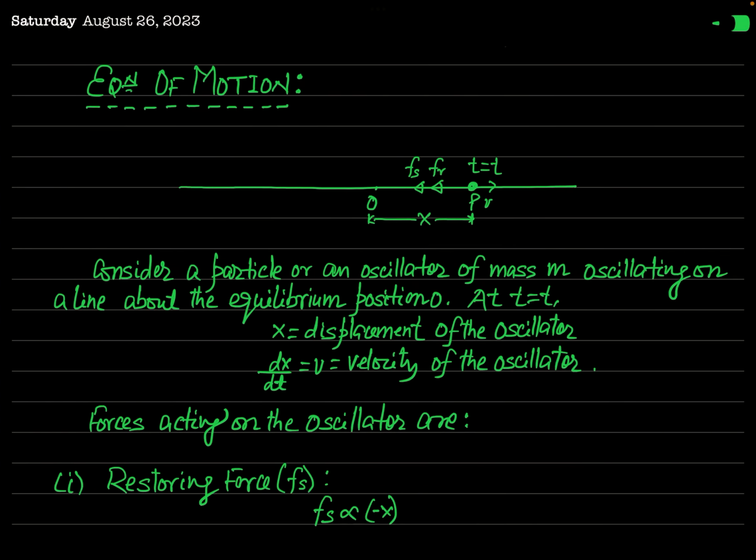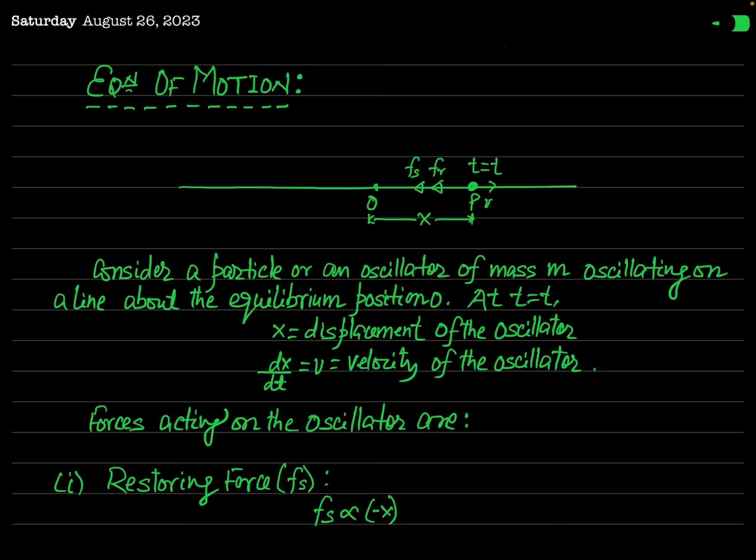So now let us try to find the equation of motion. When you say equation of motion, that means you have to apply Newton's second law of motion, and applying Newton's second law of motion, we can obtain the equation of motion. And for this, let us consider an oscillator. Here, the oscillator may be a mechanical oscillator, it may be an electrical oscillator. But in this example, I am considering a mechanical oscillator. Let us consider there is a particle or any body of mass m, and it is oscillating about its equilibrium position O.